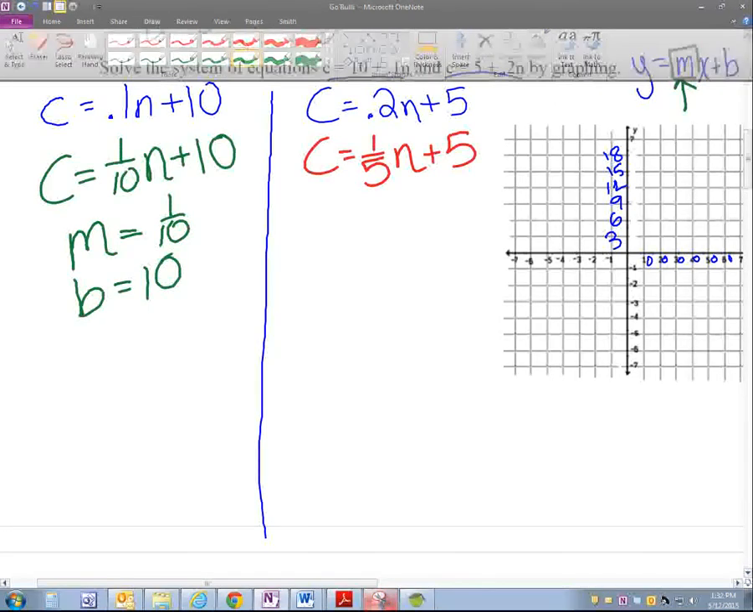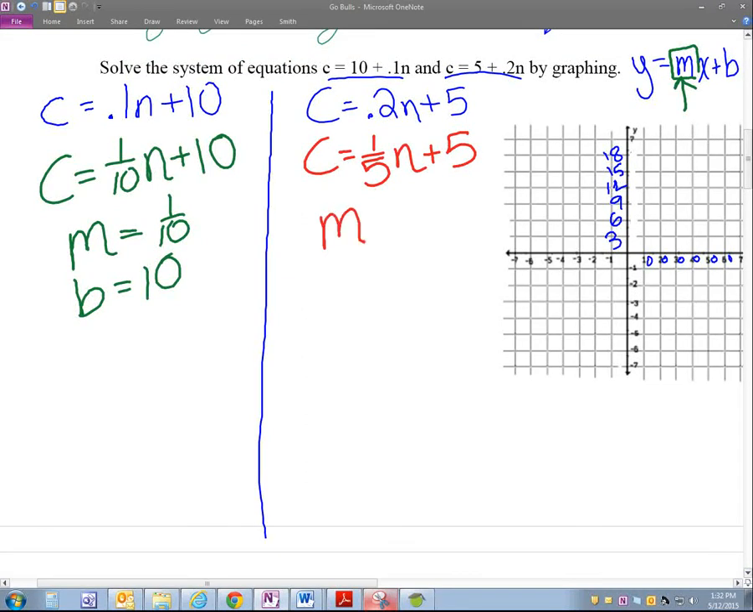On this one, we have our M is what, Austin? What's our slope for this equation? I want it to be rise over run. That's the same thing as 0.2. And then my point where it crosses the y-axis is there.